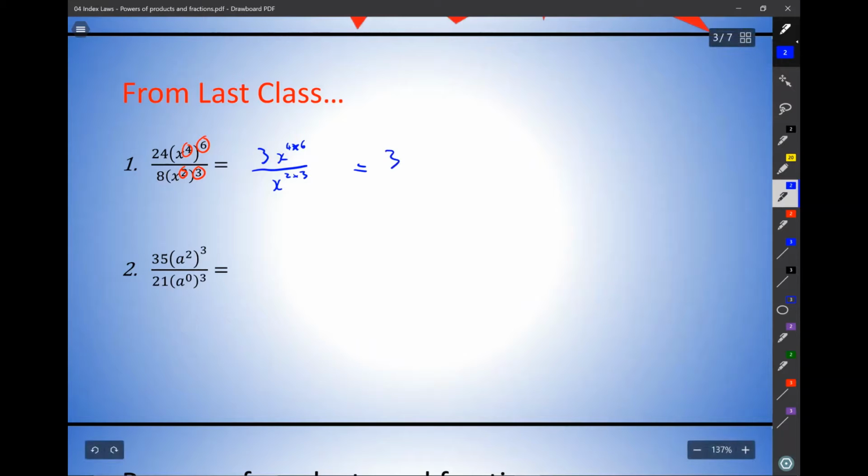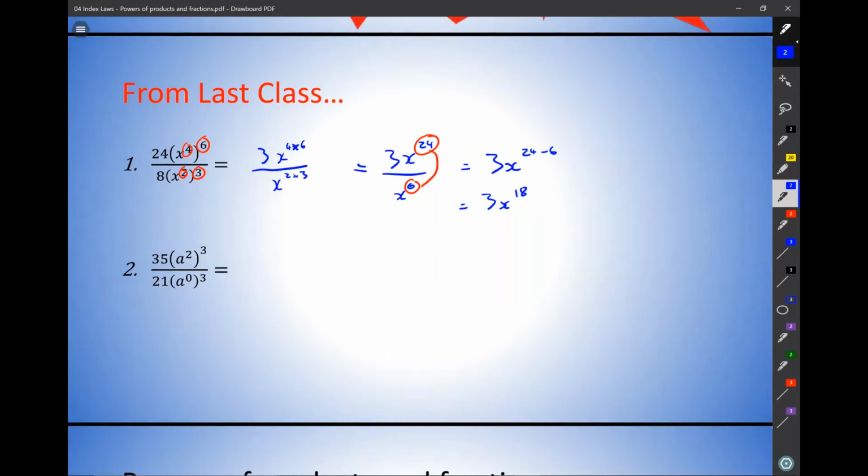So we have here 3x to the 24 over x to the 6, but now we have x to the power of something divided by x to the power of something, so we can subtract these two and we end up with 3x to the 18.